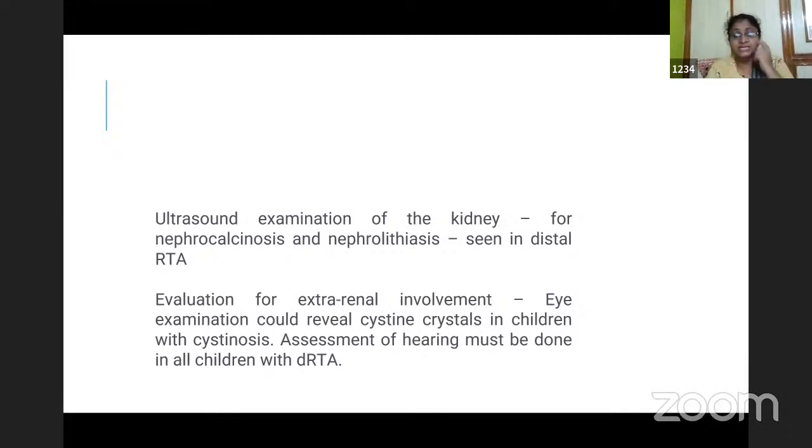Dysmorphism is present, and I suggest, out of this talk, if you want to pick up something, that any child with deformities, please do their hearing assessment as well. Hearing assessment, ophthalmology examination, they do pay you a lot in the long-term management of these patients, not only in the etiology. So always assessment of hearing must be done in all children with distal RTAs.